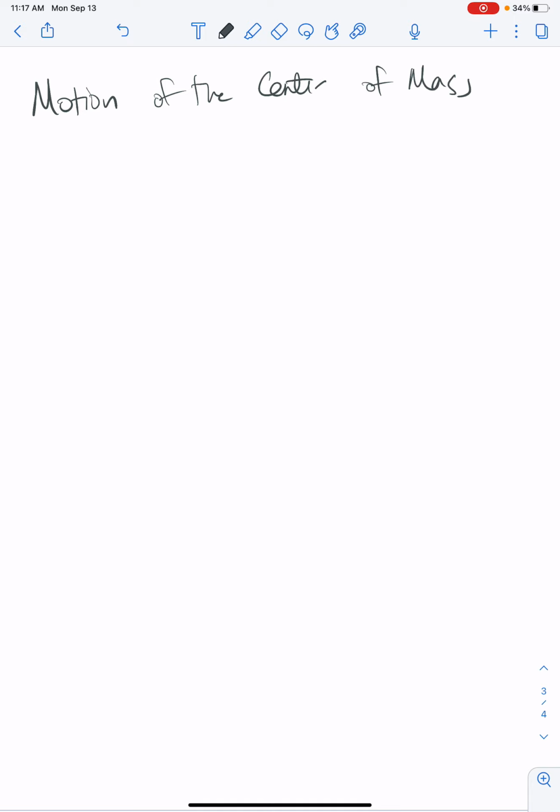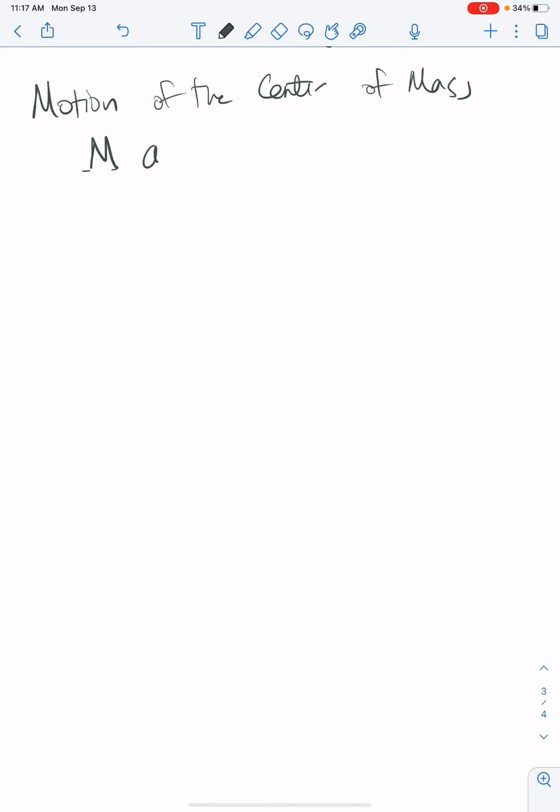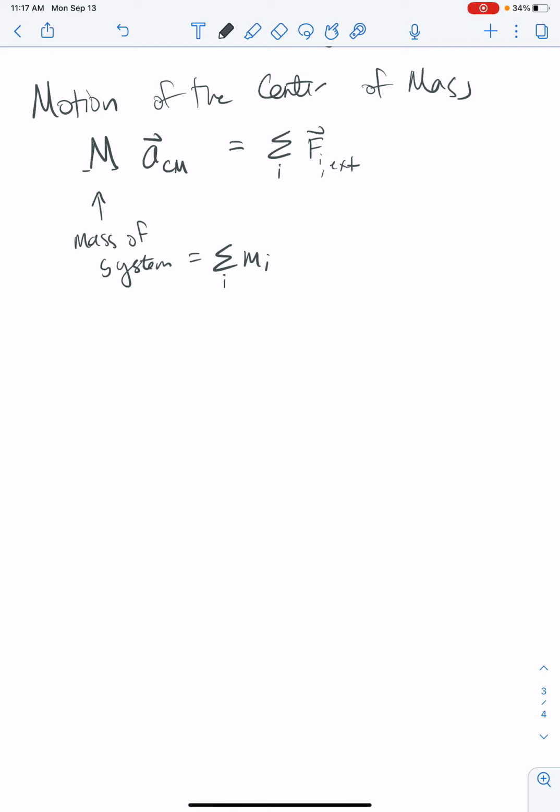So, in other words, if we consider the acceleration of the center of mass times the total mass of the system, the sum of all the masses in the system, that motion will be as though the external forces acting on the system were exerted on a point mass with the mass of the whole system. Okay, that's what we're going to prove.